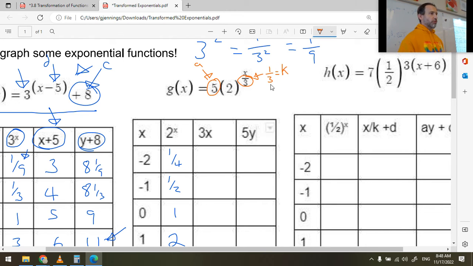Well, because it's X over 3. So I multiplied X by 1/3 to get X over 3. But it's 3x in the table. I get it now. Yeah, so how do I apply that K transformation? I use the reciprocal of K. I divide by K to change my X values. So when I divide my X values by 1/3, that's the same as multiplying them by 3.